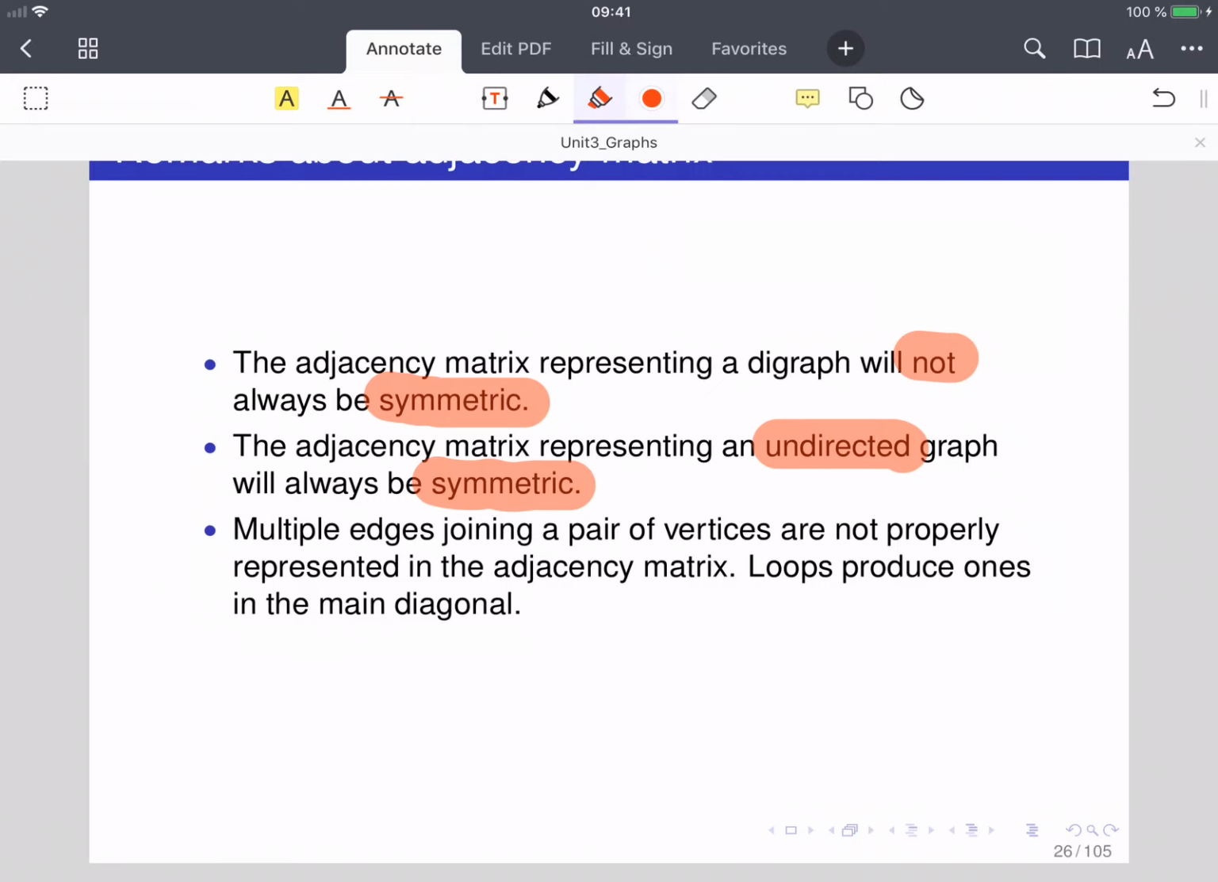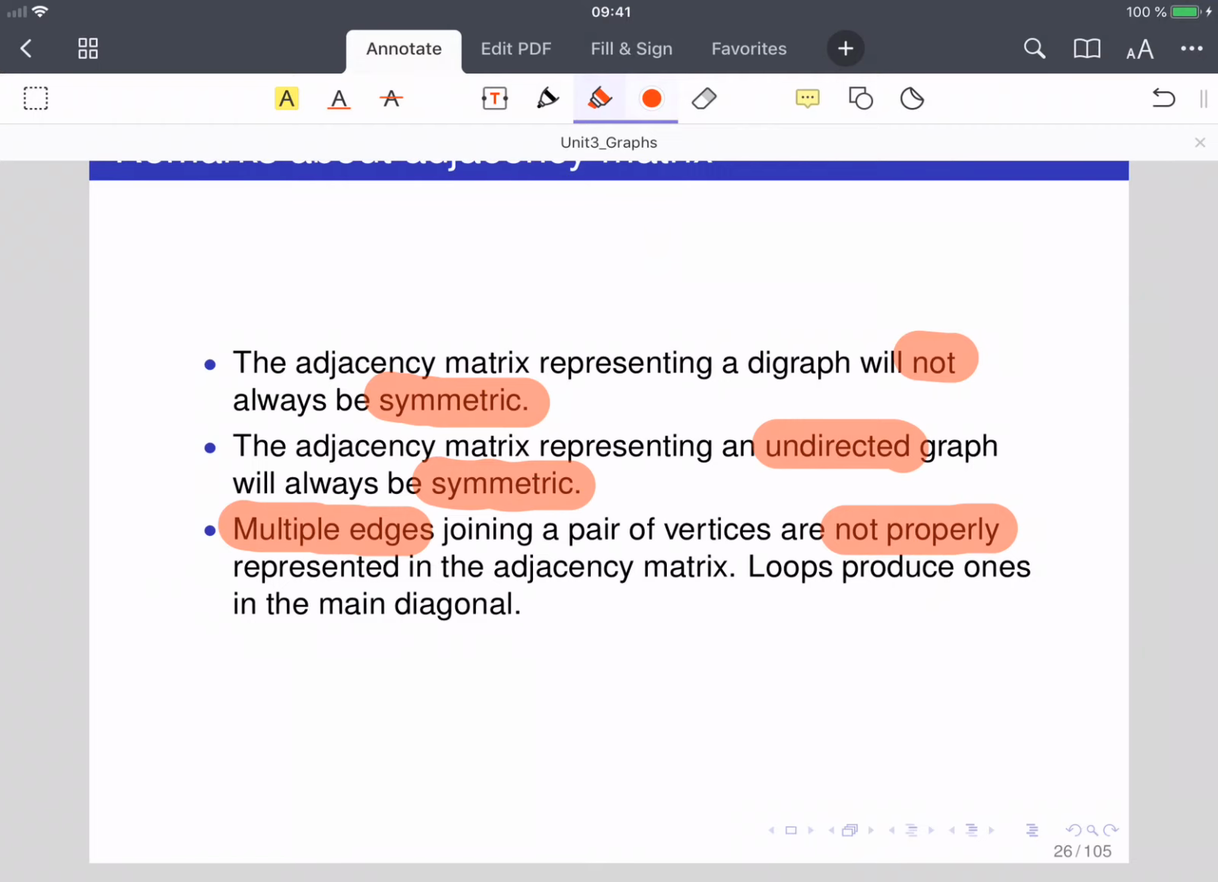Okay, and in general, we can use this representation for any kind of graph. We can also use it for non-simple graphs, for multiple graphs, but in that case, multiple edges are not properly represented by the matrix, because we only use a 1 or a 0.